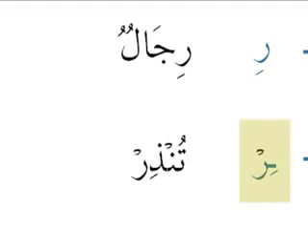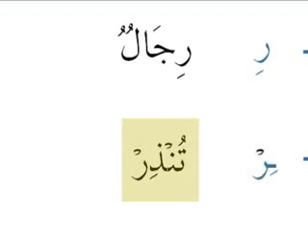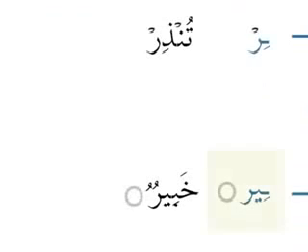rijalun. If the Ra is sakin and the letter before it carries a Kasrah, again it's going to be light. So here we have tunzir. Make a big smile. If you have the Ra behaving as sakin at the end of a sentence or a stop, and it's preceded by the long vowel kasra ya, it will be light. So this is khabir.